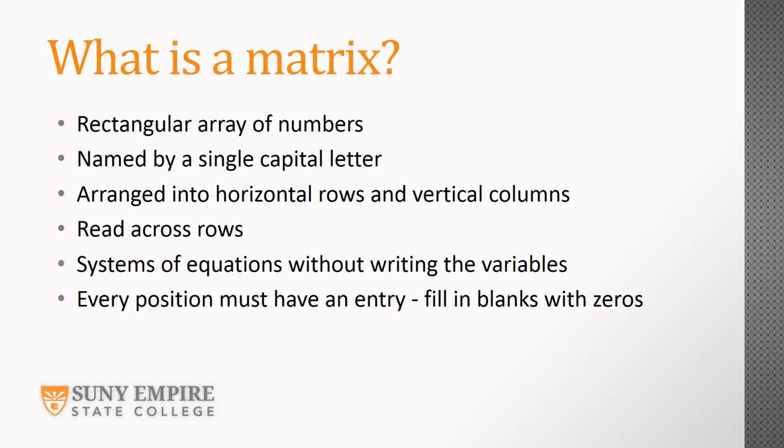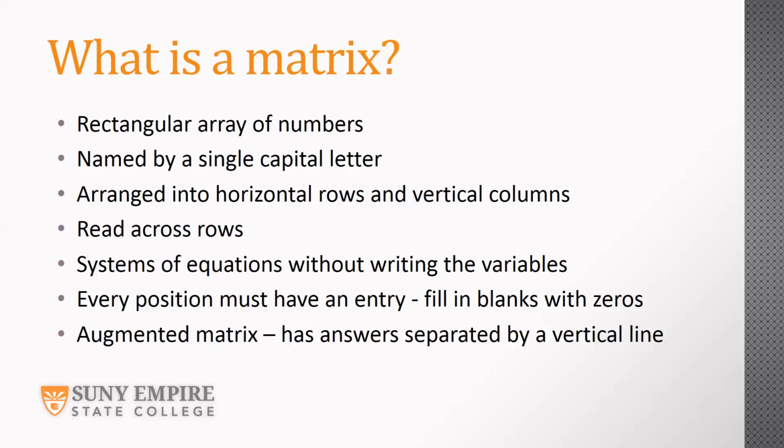When we set up a matrix, we cannot have any empty positions. If a variable is missing from an equation, we have to place a 0 in that position. We can also create what is called the augmented matrix, which includes the constant numbers from the equations. These constants are separated from the coefficients by a single vertical line drawn in the matrix. Let's look at a couple of examples.